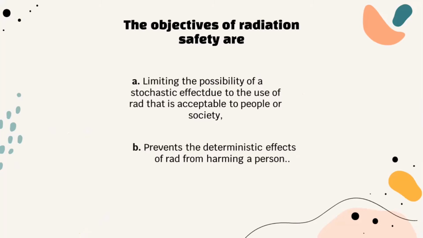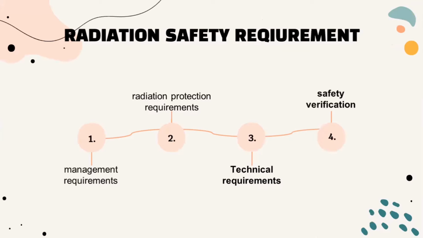The objectives of radiation safety are: A, limiting the possibility of a stochastic effect to the use of radiation that is acceptable to people or society. B, preventing the deterministic effect of radiation from harming a person.